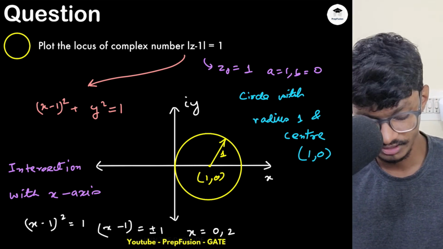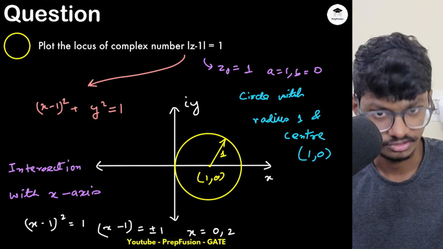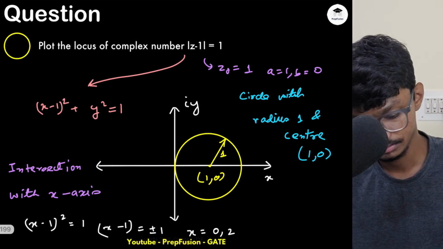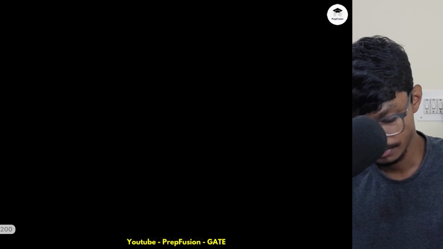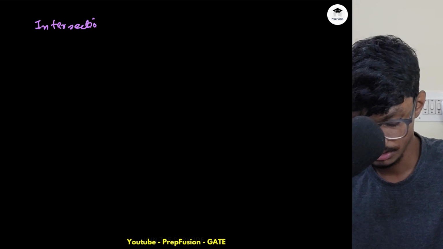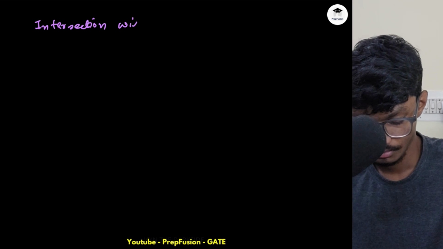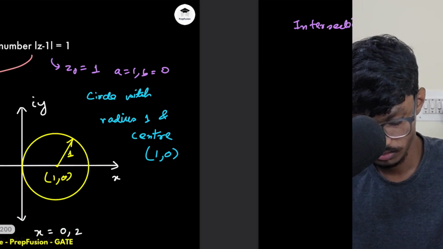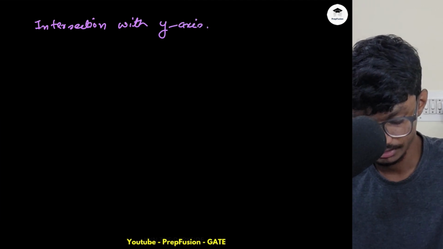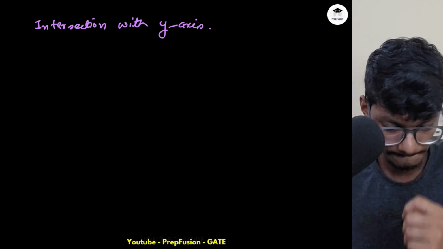And where is it touching the y-axis? I'll put x equals 0, and when I put x equals 0, this will be simply y square equals 0, which will be y equals 0 still, because minus 0 plus 0 is the same thing. So I will write here intersection with y-axis.